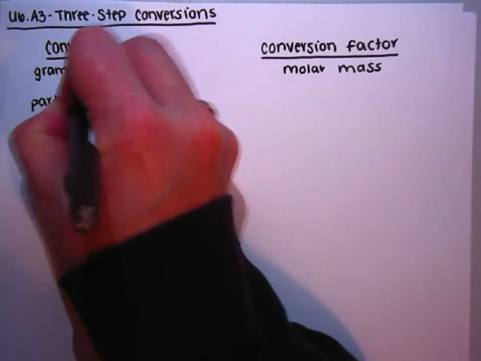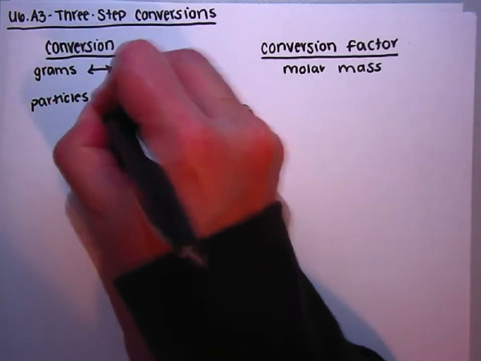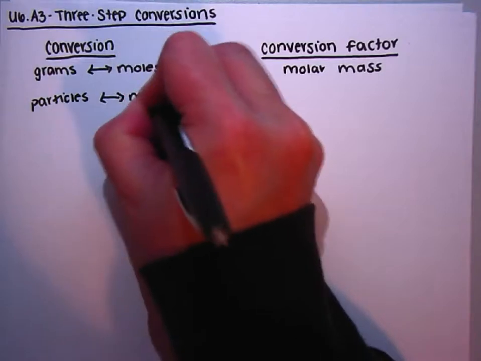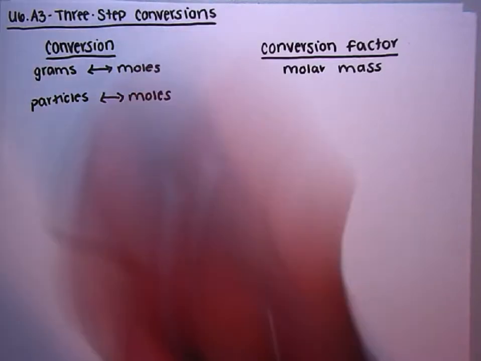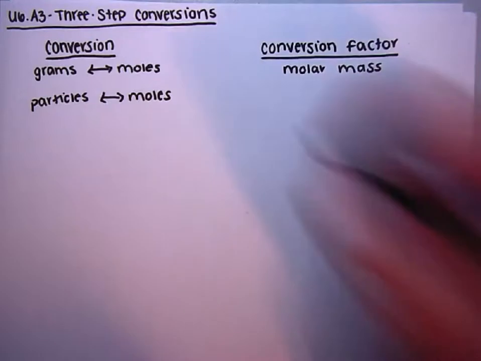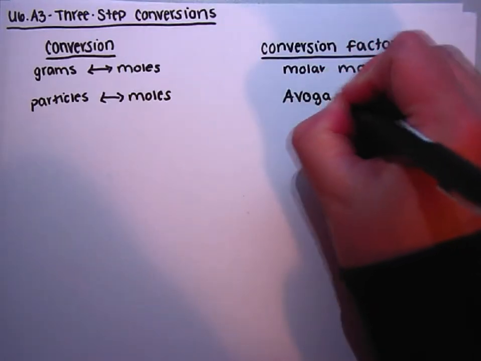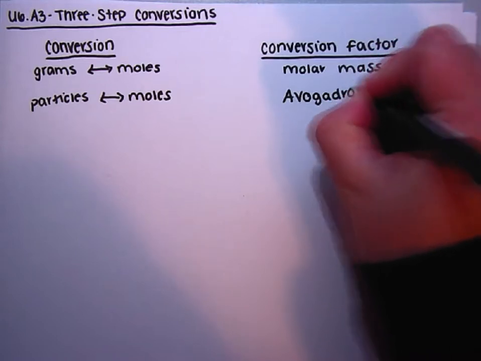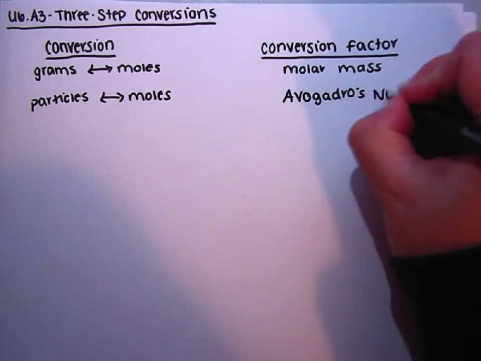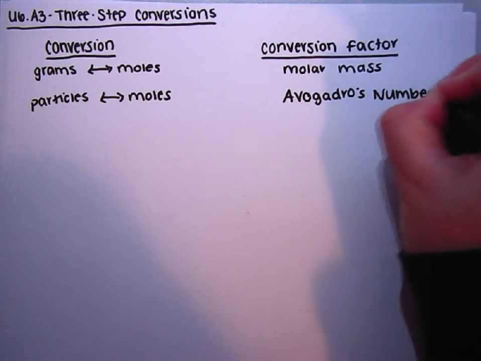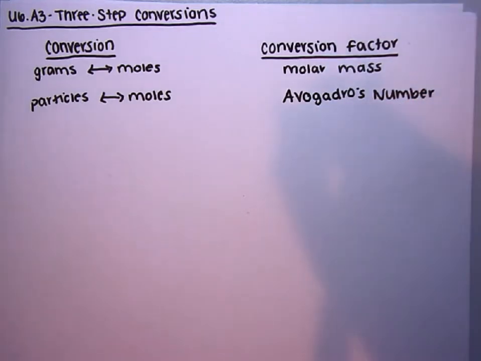We could also convert between particles and moles. And again, particles could be molecules, atoms, ions. And in that case, we would use Avogadro's number, 6.022 times 10 to the 23rd molecules per mole.